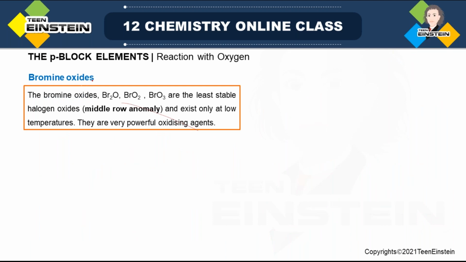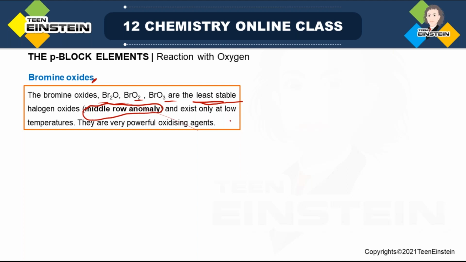Reaction with oxygen for the next element, which is bromine. So these are the variations that are possible. And remember, when we are talking about bromine oxides, they are actually the least stable halogen oxides. The reason behind it is middle row anomaly. We will come to that point. What is the meaning of middle row anomaly?